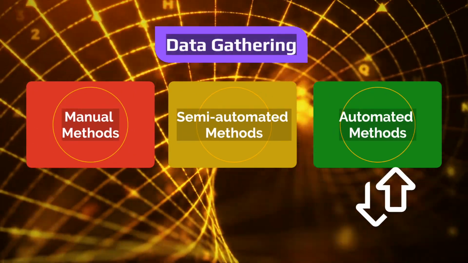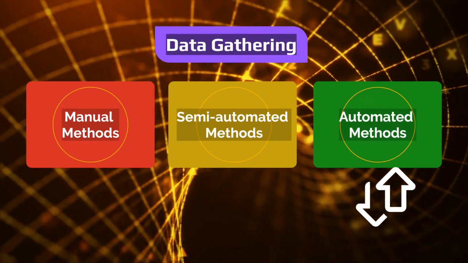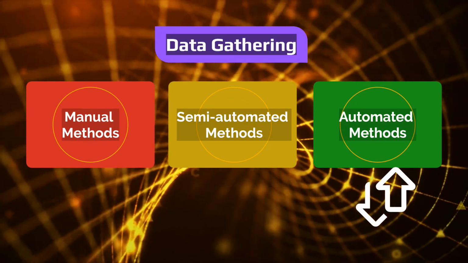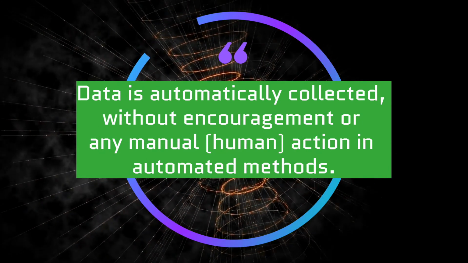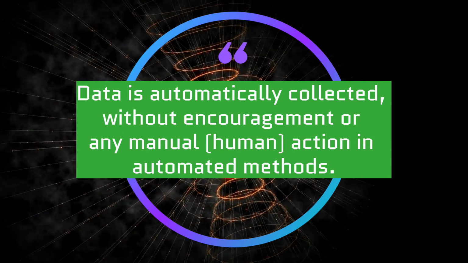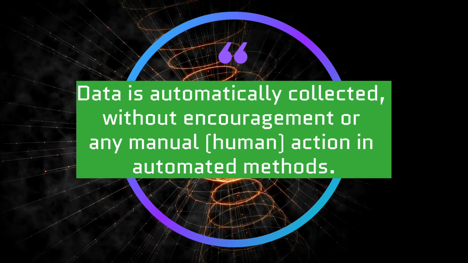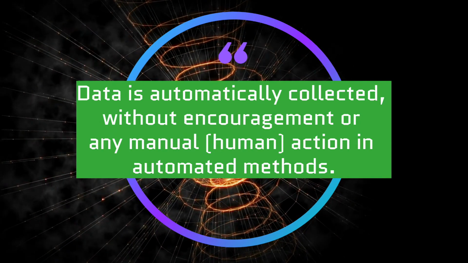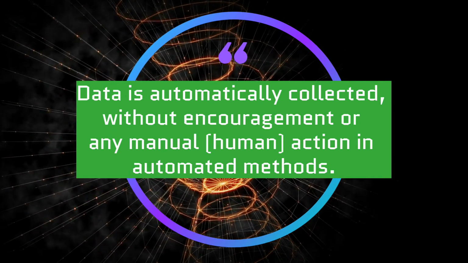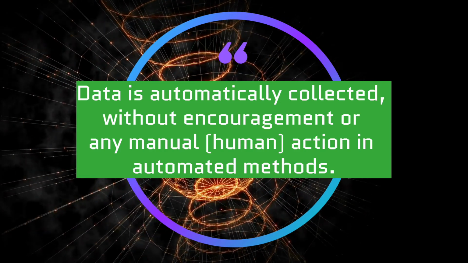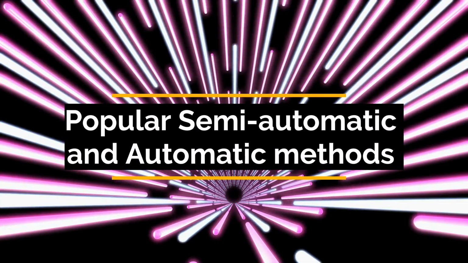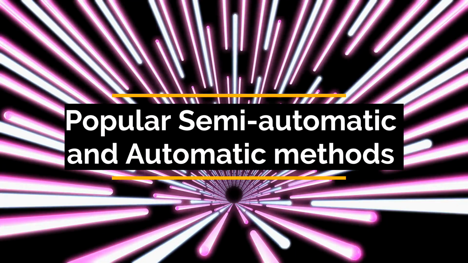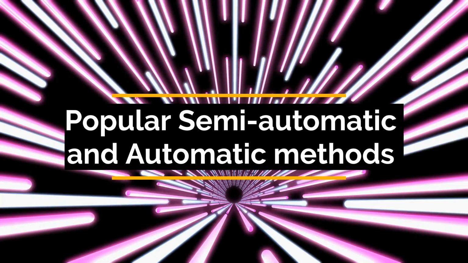The third method of data gathering is the automated method. Data is automatically collected without any manual or human action in automated methods. Let's learn some popular semi-automatic and automatic methods.